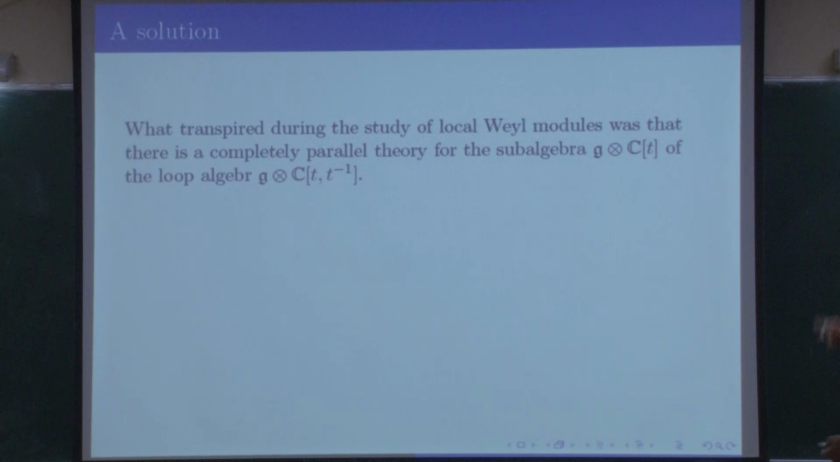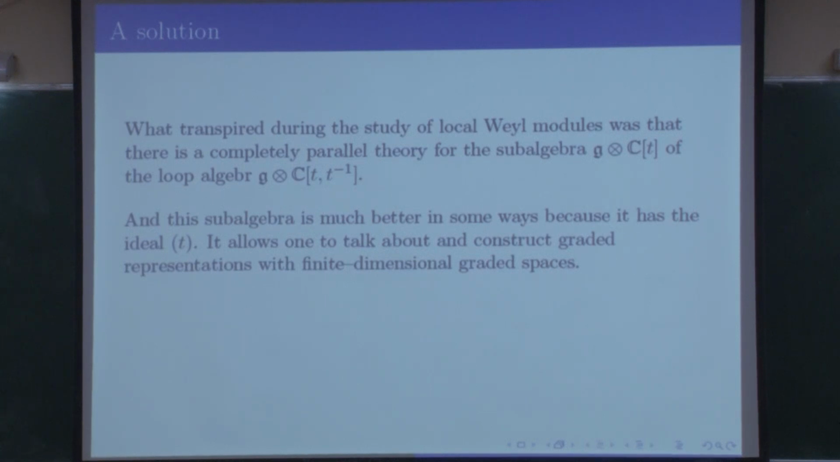Then, with my colleague Jacob Greenstein, we decided to start looking at representations of this algebra. This is called the current algebra, and it's not so arbitrary actually to look at it. This is actually a parabolic subalgebra of my algebra. So it's a very canonical subalgebra to look at.